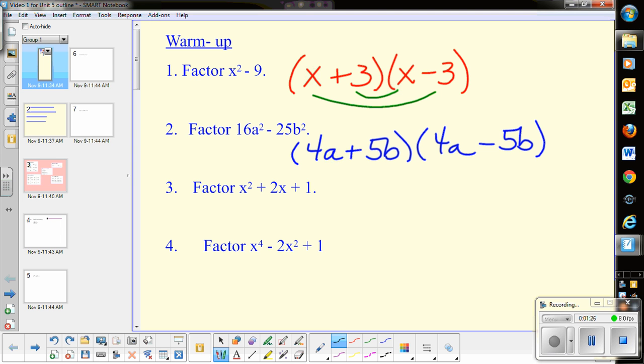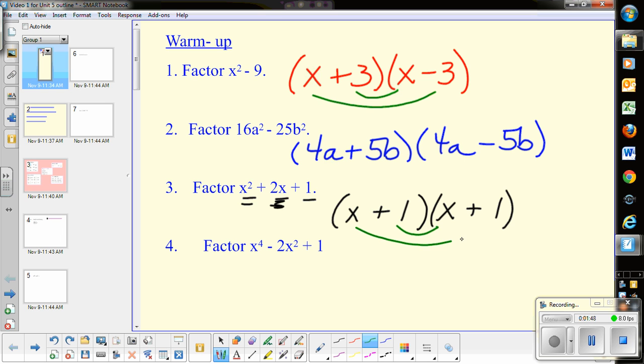The next 2 problems are both what we call perfect square trinomials. It just means that you have 3 terms, it's a trinomial, and that you're going to have the same factor twice, as it turns out. So to get the x squared, we would need an x and an x. To get the 1, you need a 1 and a 1. And then you have positive 2x in the middle. To get that term, you have 1x plus 1x equals the 2x in the middle here.